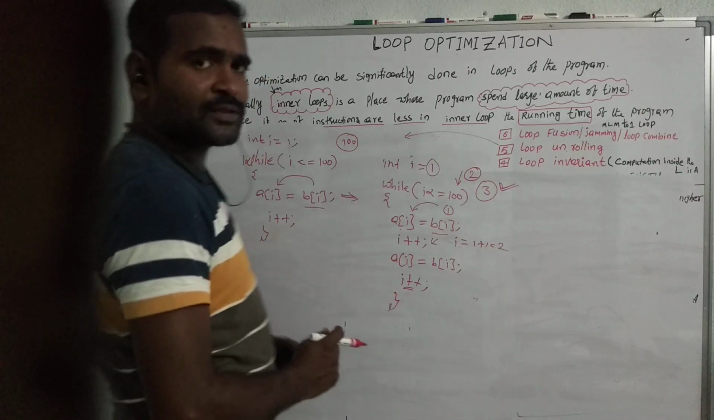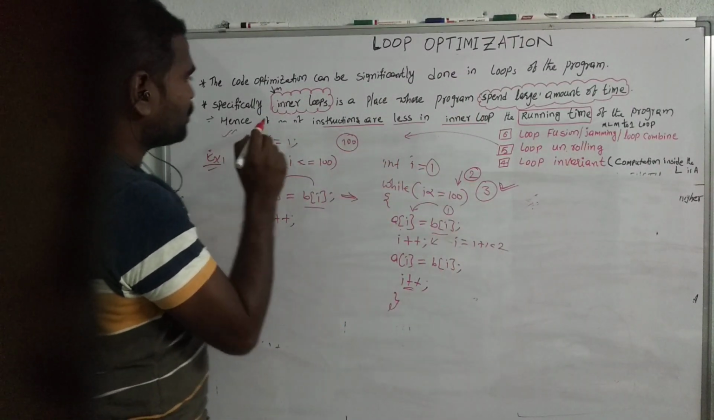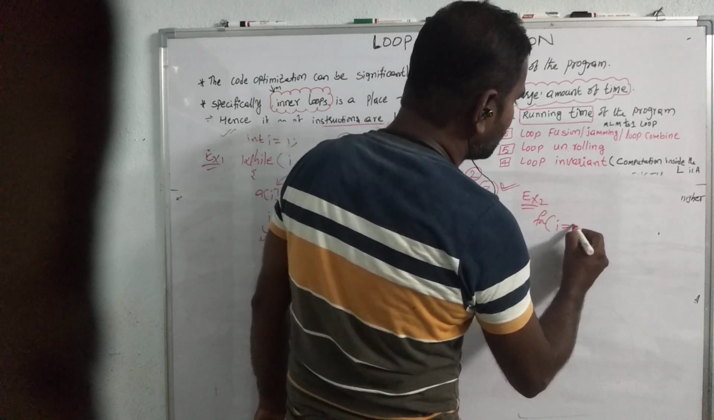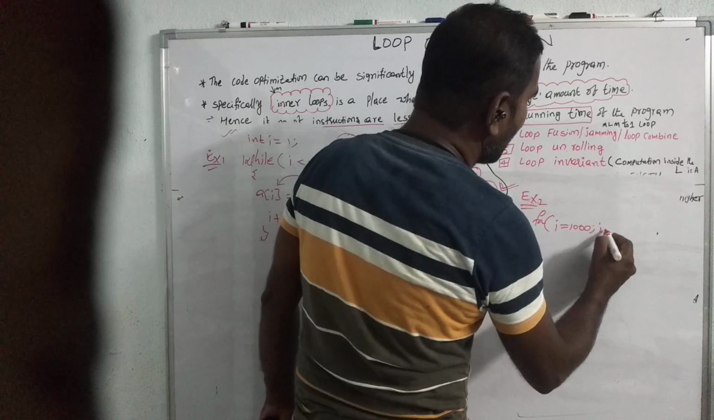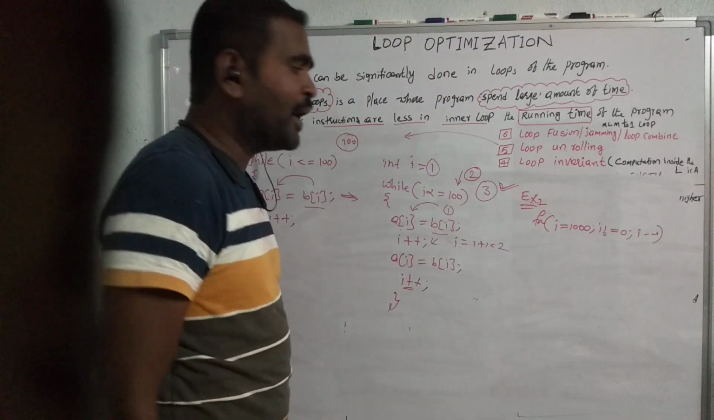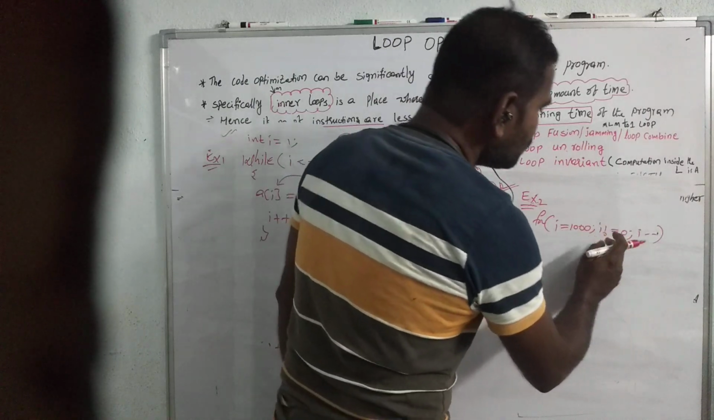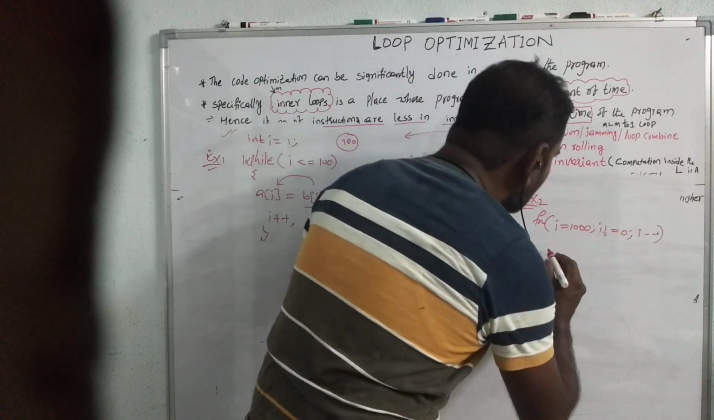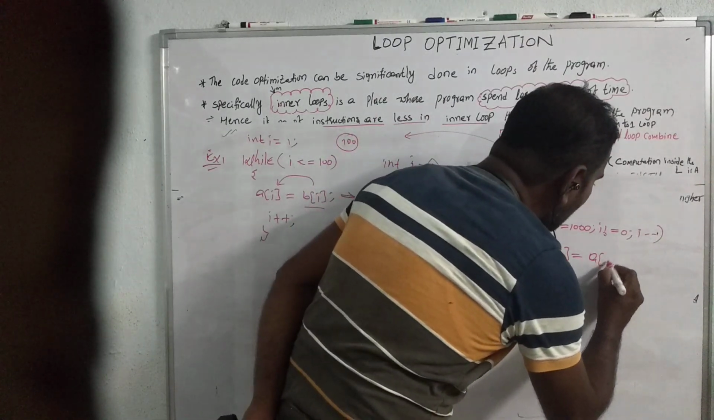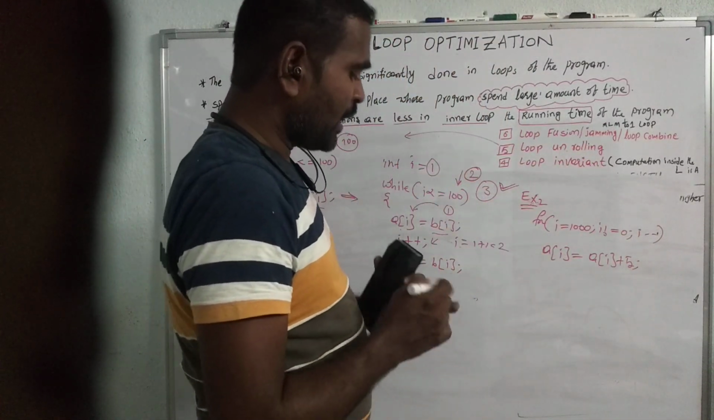Suppose I want to take one more example. This is example 1 and this is example 2. Example 2 is a for loop where I is equal to 1000, I is not equal to 0, I minus minus. The counter variable is initialized to 1000 and runs down to 0. Here a of I is equal to a of I plus 5.